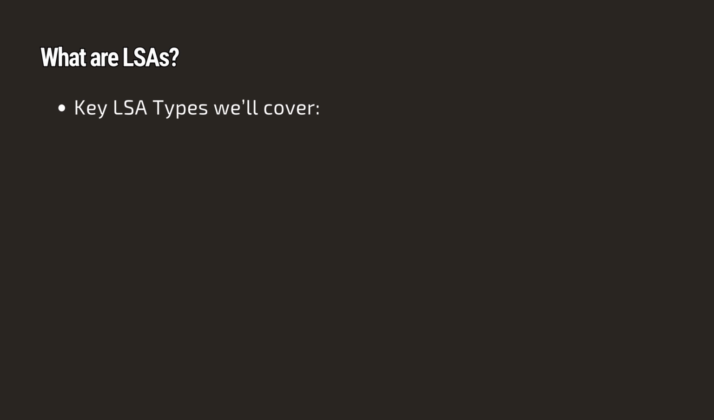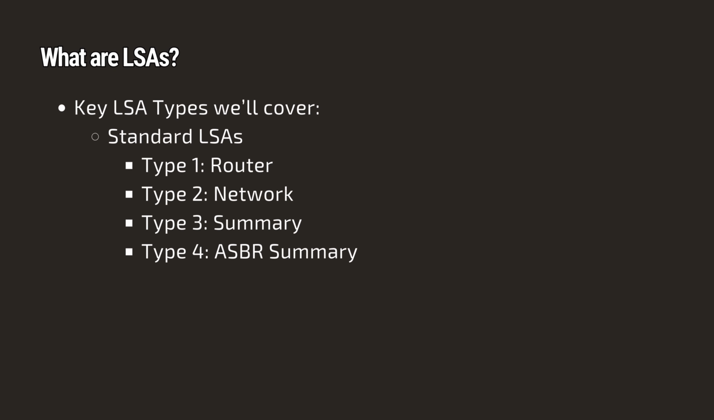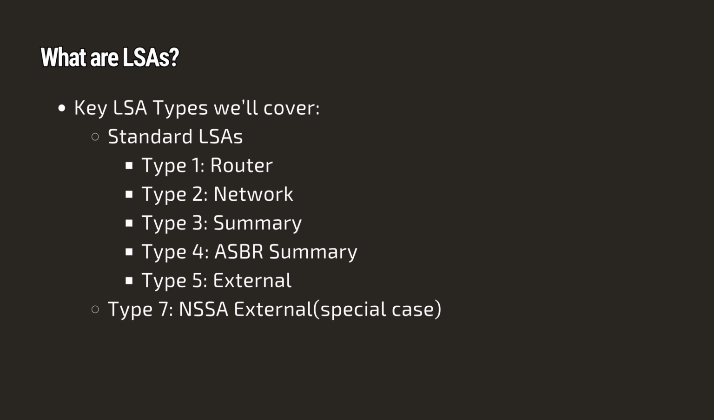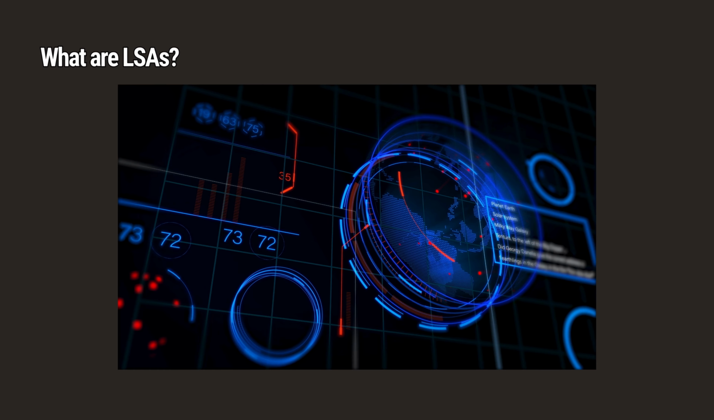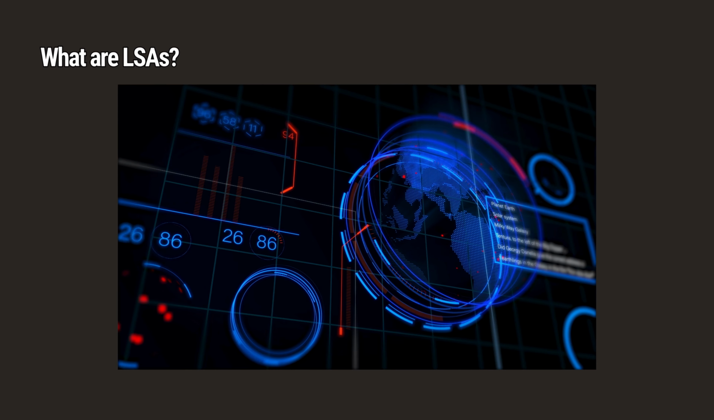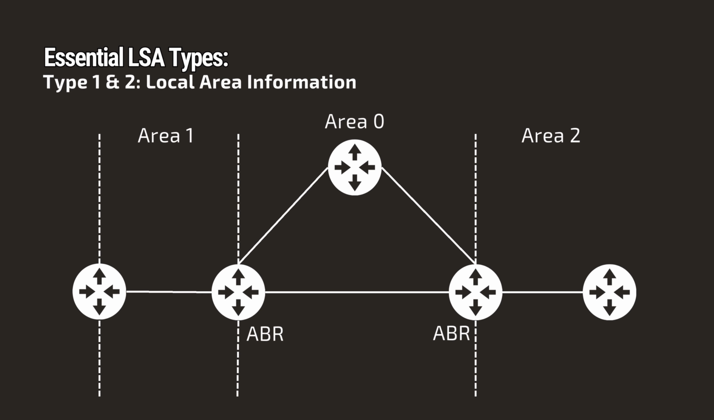Key LSA types we'll cover: Types 1 to 5, the standard LSAs, which are router, network, summary, ASBR summary, and external, and Type 7, NSSA external, the special case. All routers collect LSAs in their link state database, but stub areas filter certain types to reduce overhead and improve performance.